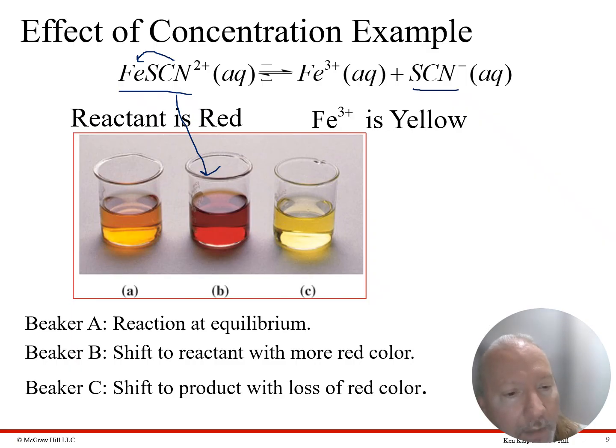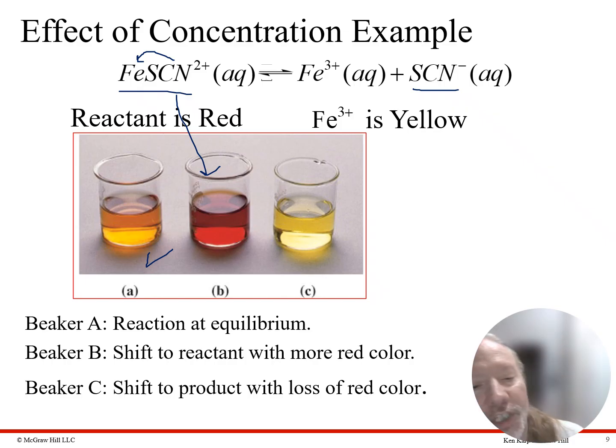Beaker A, reaction at equilibrium. So at equilibrium, it looks kind of orangish red. So it's hard to say. Maybe there's more of the product, or maybe there's more of the reactant. It's kind of in both worlds. So maybe they're kind of even in concentration, right? It's kind of hard to say. Is this more red or more orange? Or excuse me, is this more red or more yellow? If you say it's more yellow, then of course you got more products at equilibrium. If you say that it's more red, well, then you have more reactants at equilibrium.